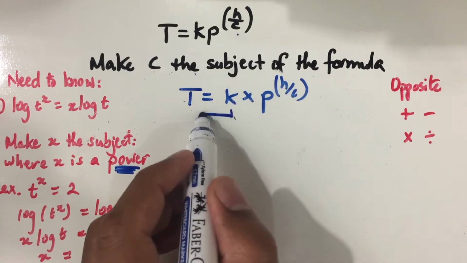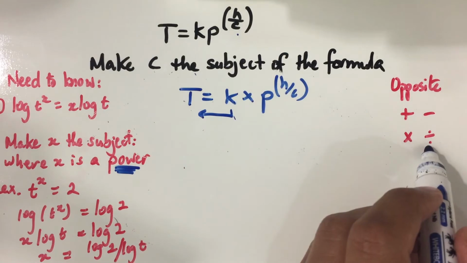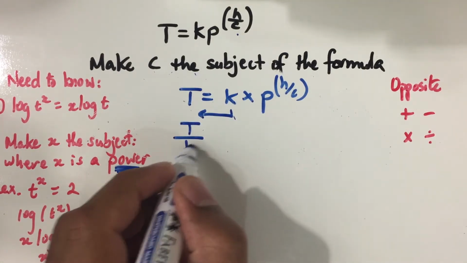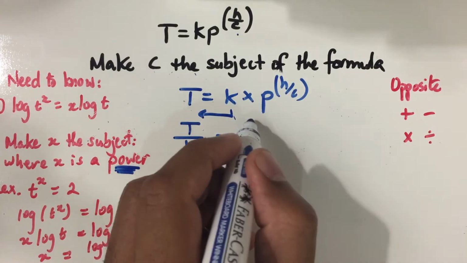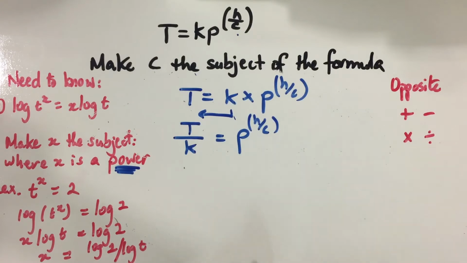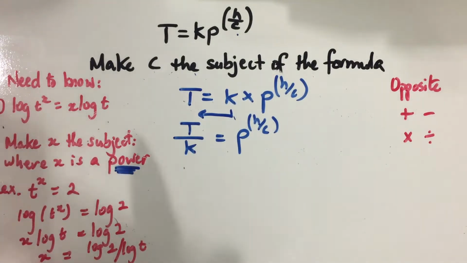So if I want to move k to the other side of the equation, the opposite of multiplying would be dividing. So now it becomes t divided by k is equal to p to the power of h on c. Okay, before we go any further, we need to know some things here.